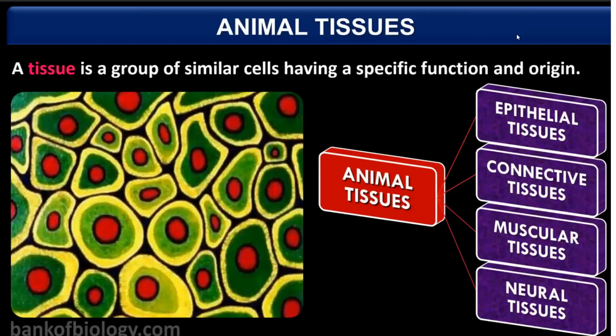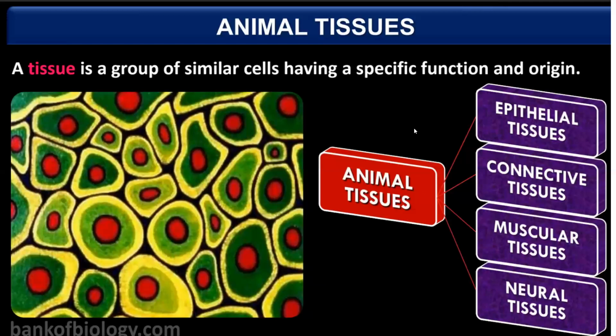So the first slide, animal tissues. A tissue is a group of similar cells having a specific function and origin. Animal tissue can be classified into four types: epithelial tissue, connective tissue, muscular tissue, and neural tissue, or the nervous tissue. So write this point, only the definition of tissue.